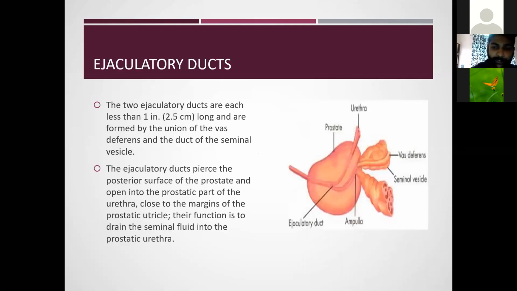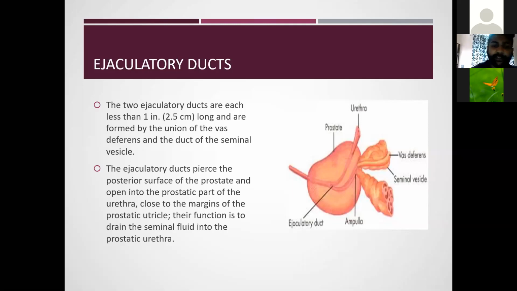Then the ejaculatory duct. The excretory duct of the seminal vesicle along with the vas deferens forms the ejaculatory duct. The two ejaculatory ducts are each less than 1 inch, about 2.5 cm long, and are formed by the union of the vas deferens and the duct of the seminal vesicle.